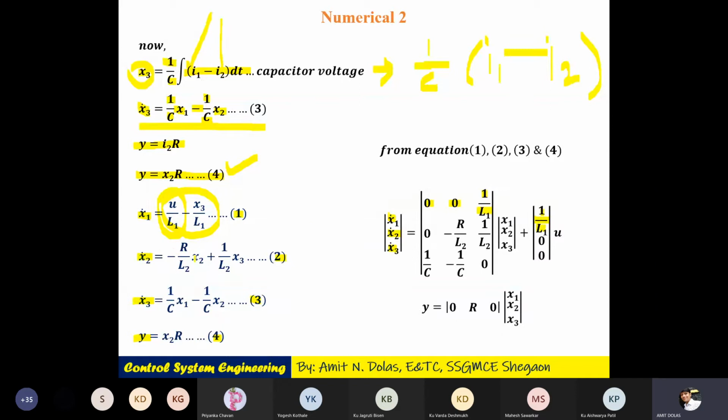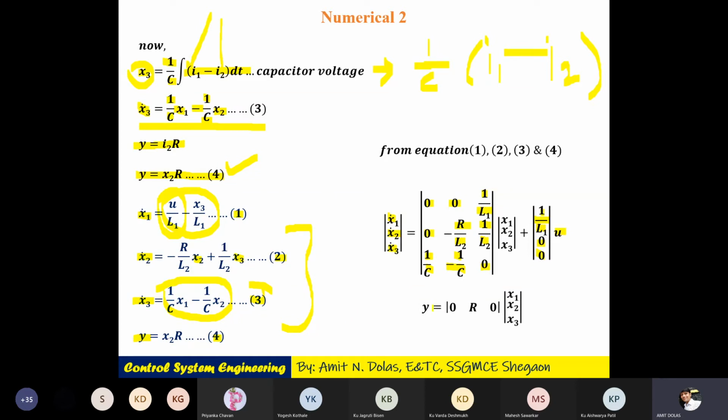Again, in the x2 equation we have x2 and x3 terms. So the x2 coefficient is R by L2 with minus, x3 is 1 by L2 plus, and x1 is 0. In the next equation, I have only x1 and x2 terms, where x1 is 1 by C and the x2 coefficient is minus 1 by C. x3 is not present in this equation, so it is 0. Similarly, in these two equations the term u is not present, therefore its coefficient is 0.